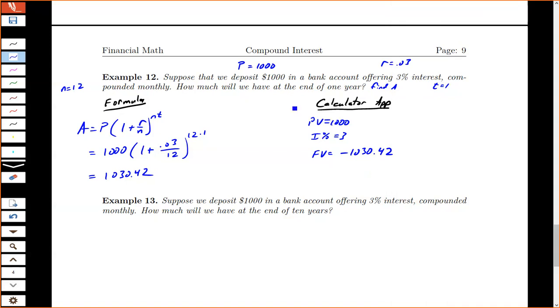So we would just say, oh, okay, how much will we have at the end of the year? We'll have $1,030.42. Okay. Any questions so far?